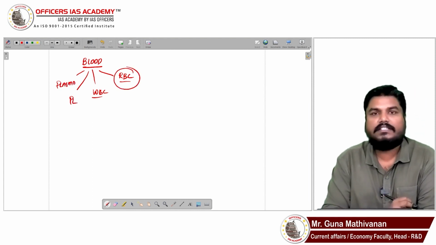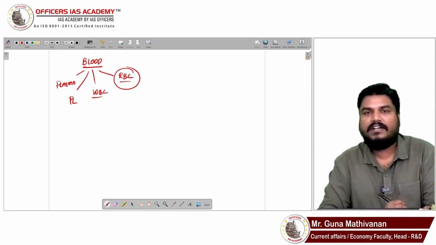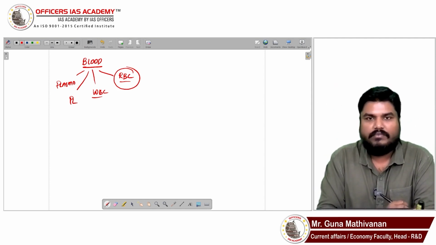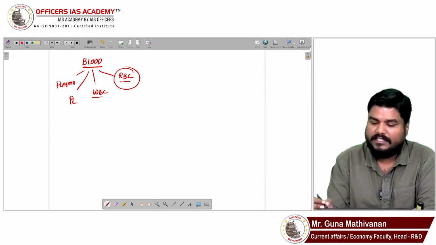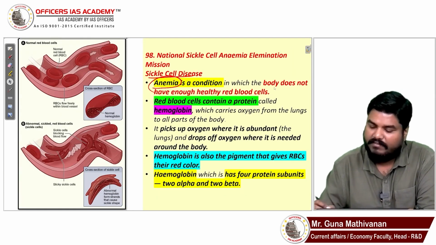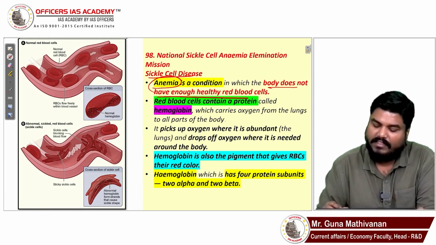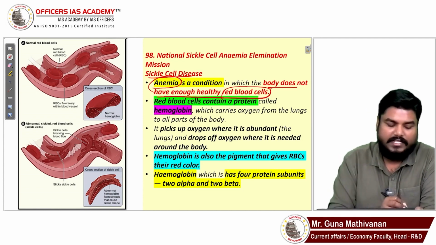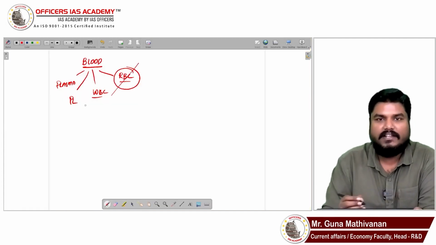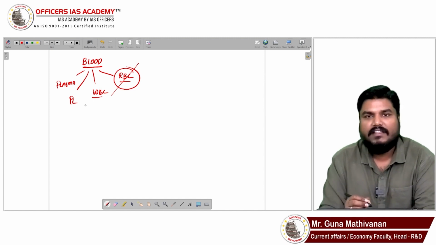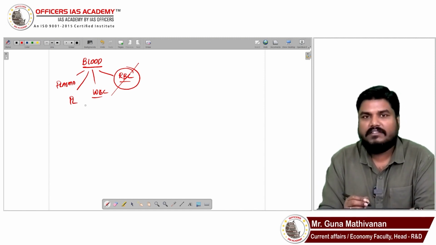The RBC is responsible for carrying oxygen to different parts of our body. When the RBCs are affected, oxygen cannot be carried to different parts of the body. That situation is called anemia. It is a condition in which the body does not have enough healthy RBCs. When the RBC is not healthy or not sufficient, it cannot take oxygen to different parts of the body.